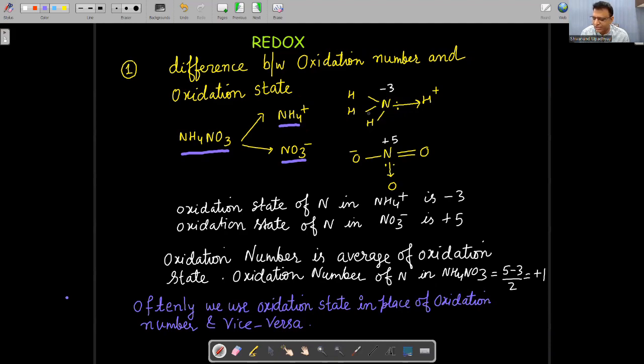And here nitrogen and hydrogen, hydrogen is less electronegative. So all the shared electrons are taken by nitrogen. So nitrogen is taking 3 extra electrons. Its oxidation number is -3.